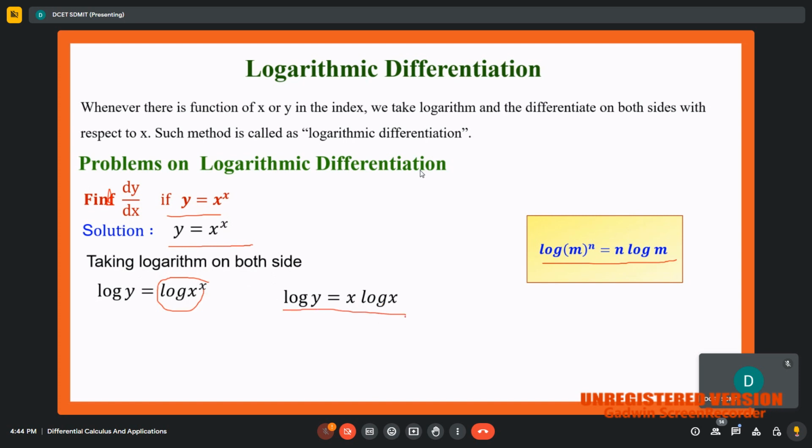Now we can apply the differentiation for this. Y is a function of x variable, right? Then what is the differentiation of log y? Now we have to differentiate with respect to x on both sides.